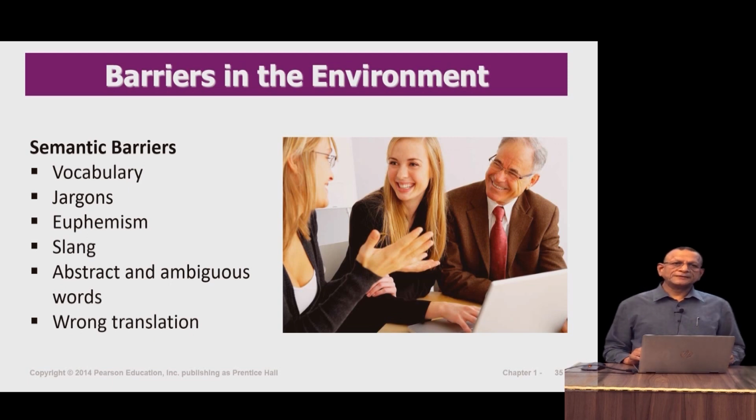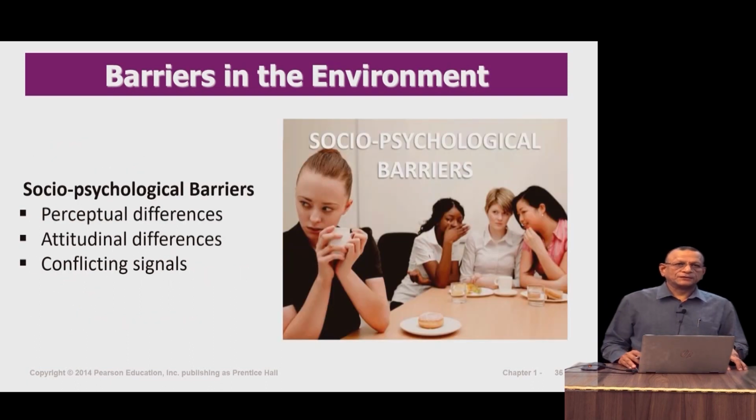And finally, friends, wrong translation. A word for word translation is probably impossible to find. For a particular word in English, you will not be able to find the same word in Hindi. So you have to understand the feeling of the sender and then communicate that after translating it in a particular fashion in the same sense. So friends, these are the barriers known as semantic barriers.